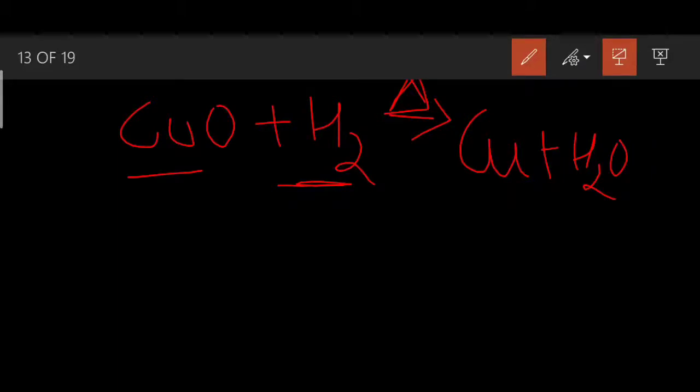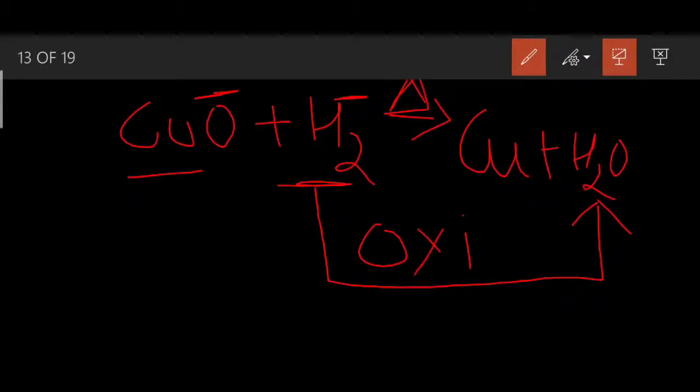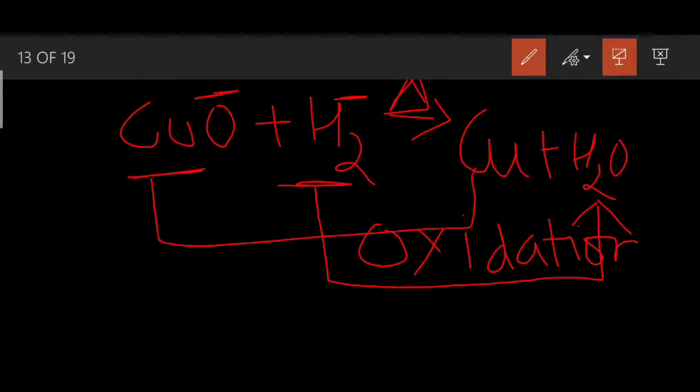So what I said, where oxygen is added, it is called oxidation reaction. So here O2 is added. Please note, this oxygen is added with H2 and gives us H2O. So what is this? Oxidation reaction. But when O is removed from Cu, then it is reduction.